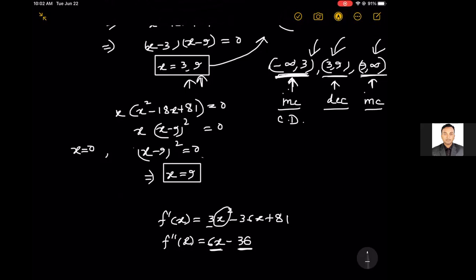Let us try the same thing for the other 2 intervals. If we pick 5, it will be 5 times 6, which is 30, minus 36, which would be negative, right? So it will still be concave down in this interval. And if we pick 10, clearly it will be 60 minus 36. It will be positive, concave up. Do you agree?